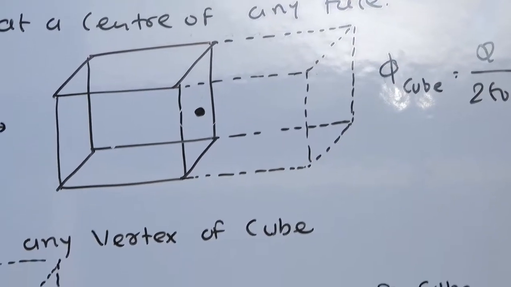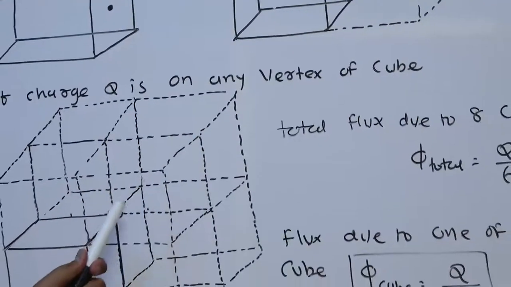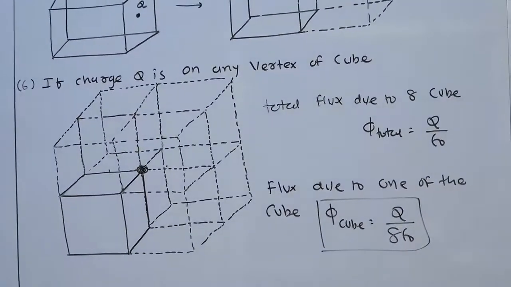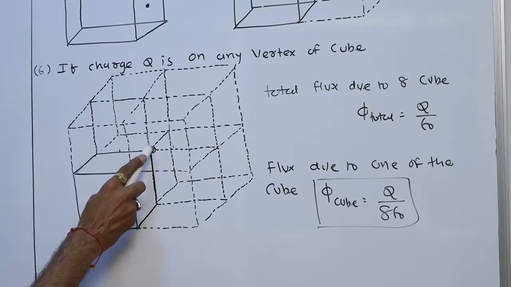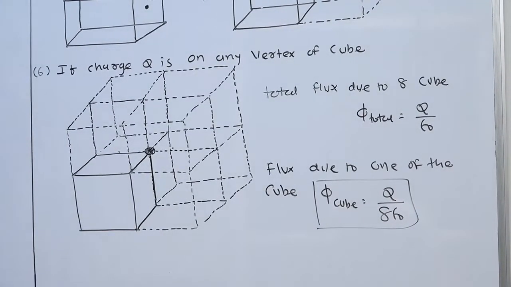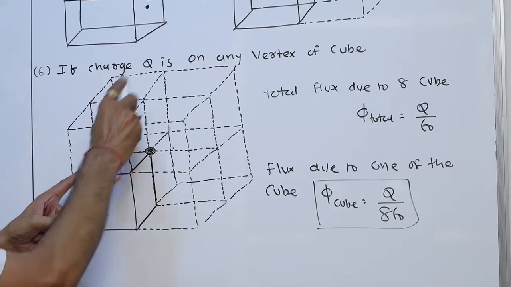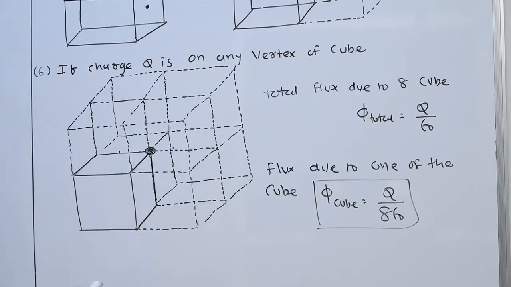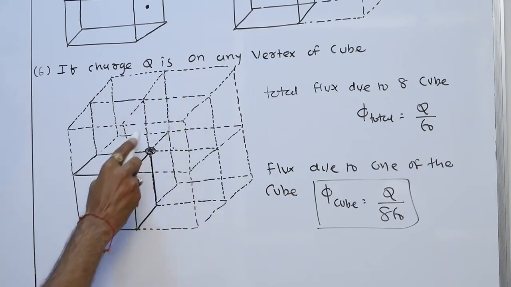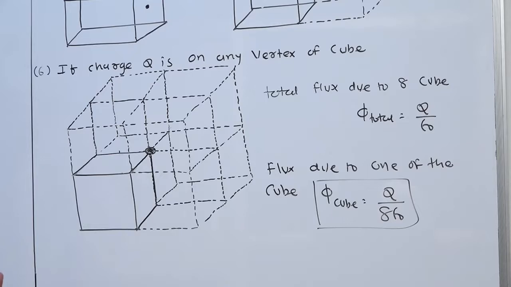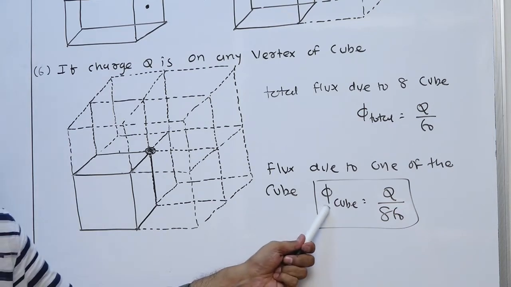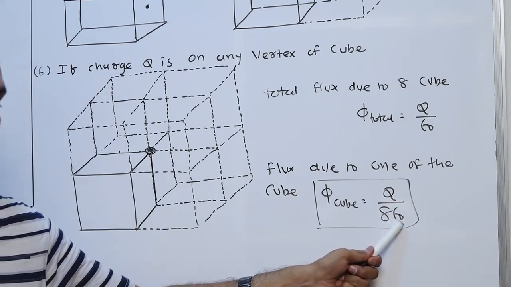Okay. So next example. Charge q is placed at a vertex, at the corner of the cube. Students, to enclose this charge, how many cubes in total do we require? 7 more cubes: 1, 2, 3, 4, 5, 6, 7. By using these 7 cubes, this charge is enclosed. Now the flux linked with one cube, that is phi cube, is equal to q upon 8 epsilon 0.